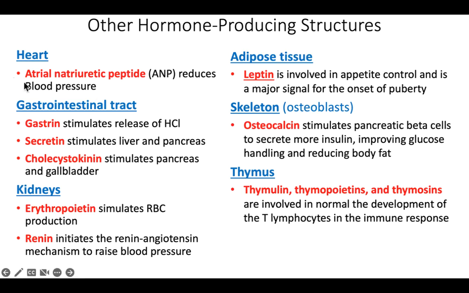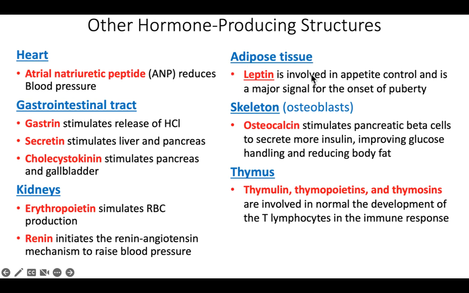When we get to the heart, we're going to learn that the heart makes a hormone. It's known as atrial natriuretic peptide. It helps kind of keep our blood pressure from getting too high. Your GI tract produces a few hormones, so we'll learn about those when we get to the digestive system. The kidneys produce some hormones, and we'll get to this one actually in the next chapter when we learn about blood, because erythropoietin is going to help stimulate your bone marrow to produce more red blood cells.